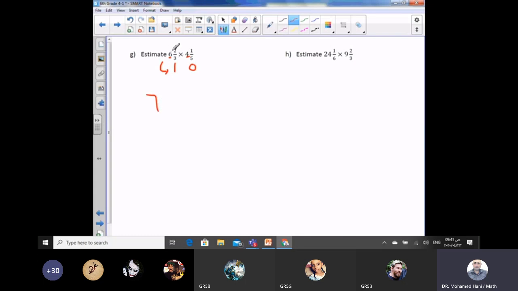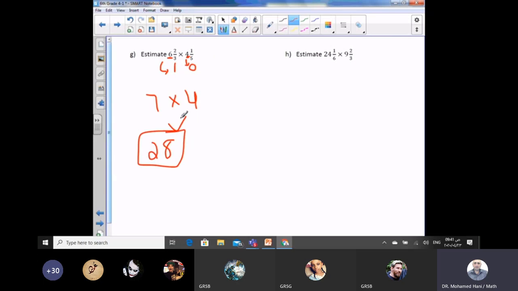So 6 and 2/3, we really want to know, is it closer to 6 or 7? Well, it's closer to 7. 4 and 1/5, 4 plus 0 is 4. 4 and 1/5 is closest to 4. So when you have mixed numbers, think to yourself, is it closest to 6 or 7? And this one, is it closest to 4 or 5? And we figure that out by looking at our fraction. So 7 times 4 is 28.